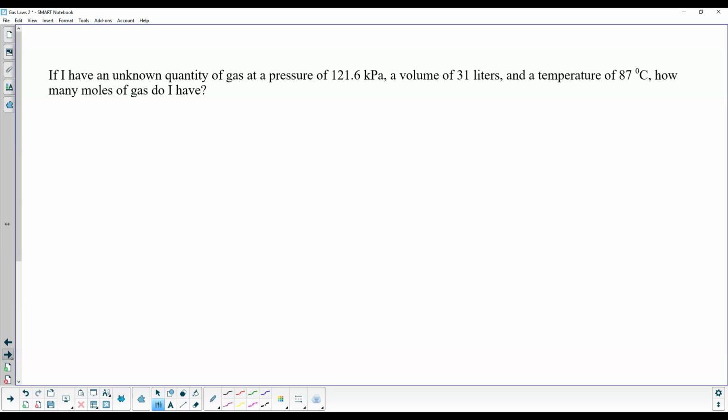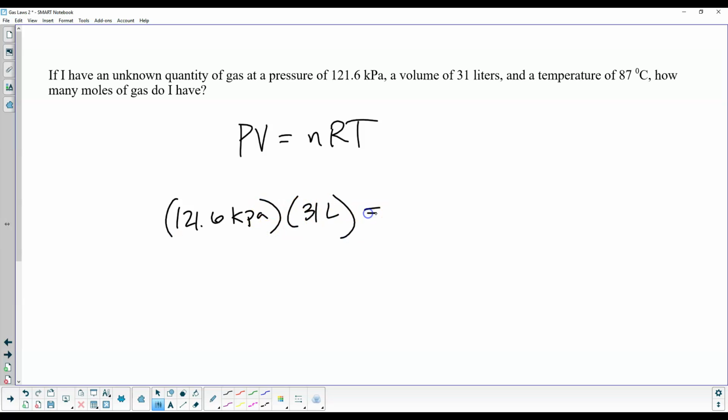I'll run you through a couple. So this is an example. It says I have an unknown quantity of gas at a pressure of 121.6 kilopascals, volume is 31 liters, temperature is 87 Celsius. I want to know how many moles I have. Because it's asking for moles, we need the formula with moles in it: PV equals nRT, pressure, volume, number of moles, gas constant, temperature. Then all you do is plug in what you know. Pressure is 121.6 kPa. Volume is 31 liters. The number of moles is what we're solving for, that's X. Because this pressure is in kilopascals, we want to use the kilopascal value for R.